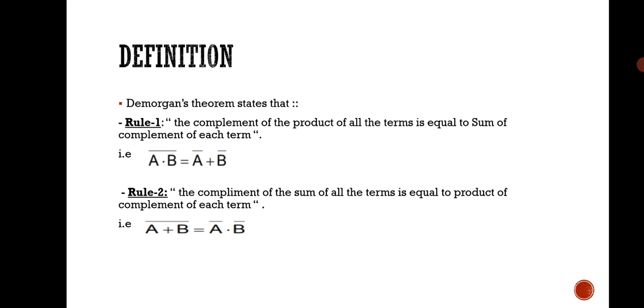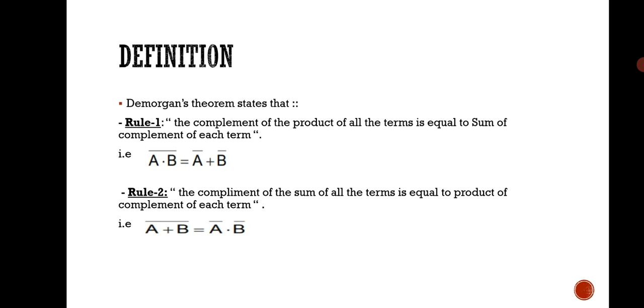First, let us see what De Morgan's theorem states. Here in De Morgan's theorem we have two rules. The first rule is that the complement of the product of all the terms is always equal to the sum of the complemented individual terms. For example, taking two terms, a and b, the complement of the product of a and b is equal to the sum of the complements of the individual terms. That is given by (a dot b) whole bar equals a bar plus b bar. The bar across any term denotes the complement.